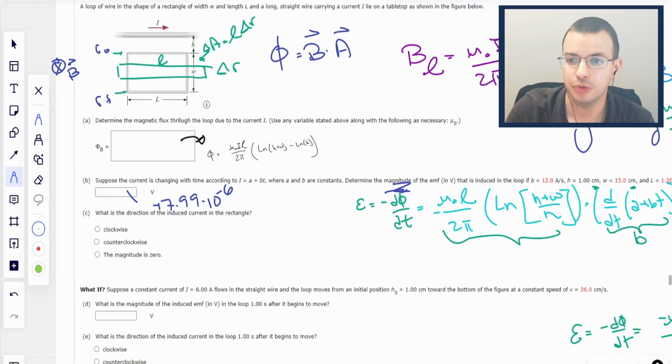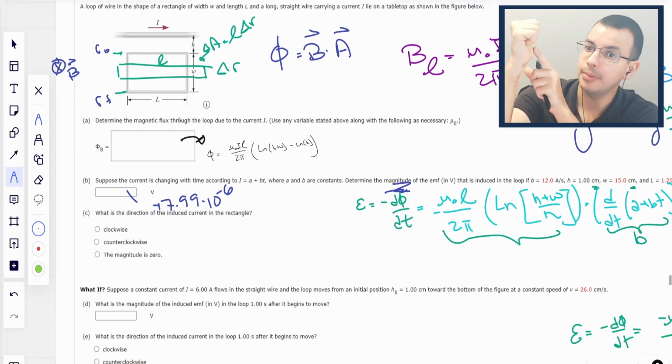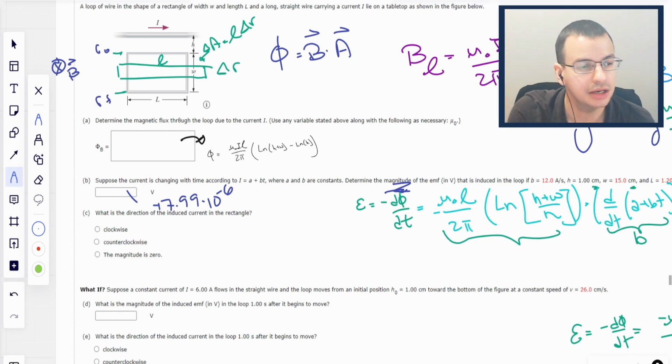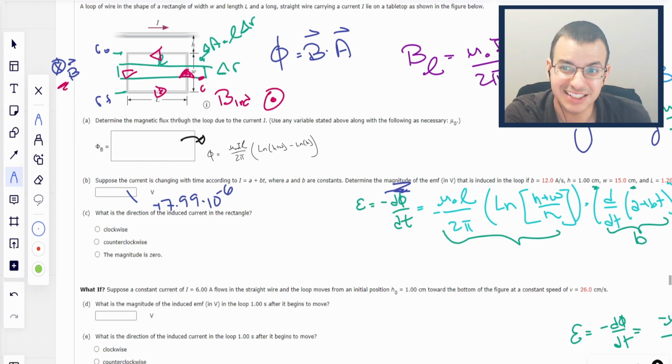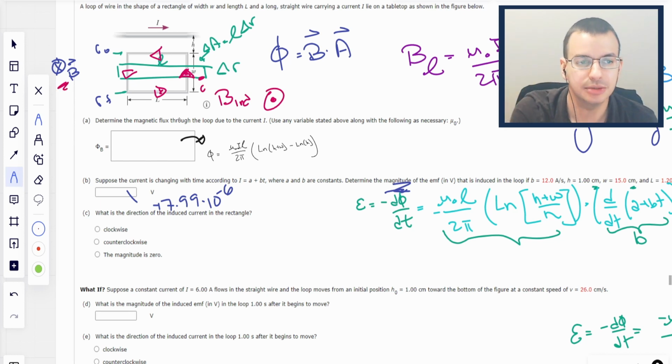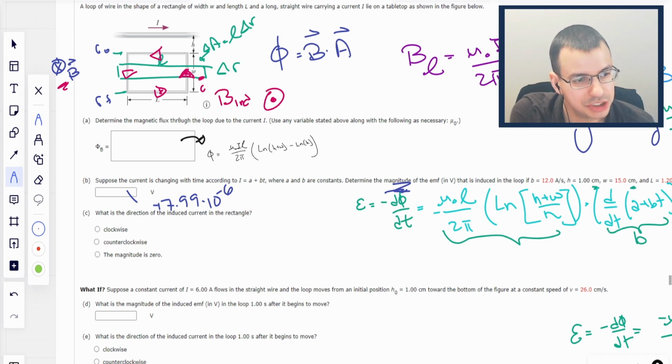And to create a magnetic field, you wrap your fingers in the direction of current, your thumb points in the direction of the magnetic field created. And so for this to happen, the current has to go this direction. And that's going to create an induced magnetic field that is out of the board as opposed to the existing original field, which is into the board. And so that direction is going to be considered counterclockwise.